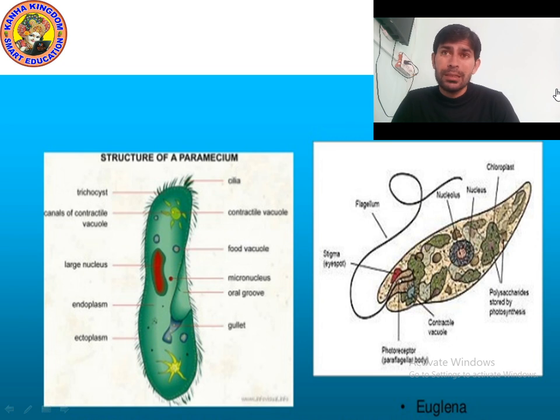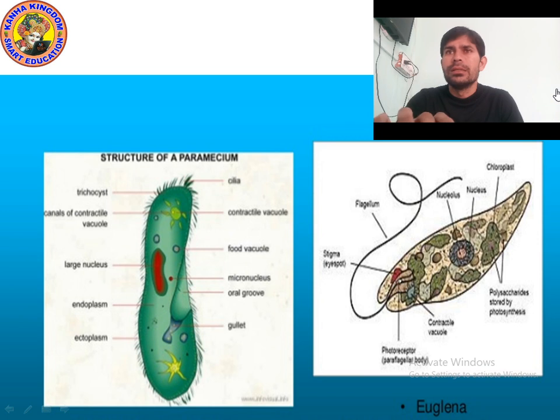So you can see the picture of paramecium. The first picture is of paramecium. The second is euglena. What is paramecium and what is euglena? Paramecium is a unicellular living organism. Euglena is also a unicellular living organism. Both are unicellular living organisms. What is the spelling of paramecium? Paramecium. What is the spelling of euglena? Euglena.